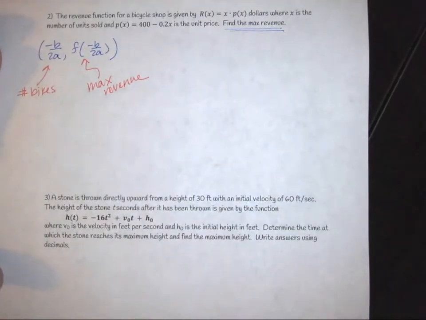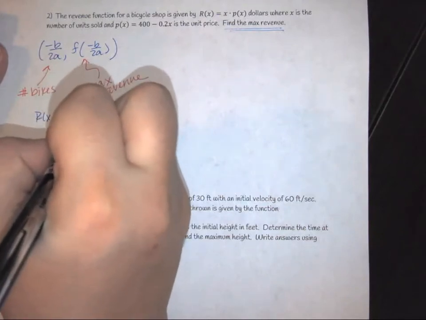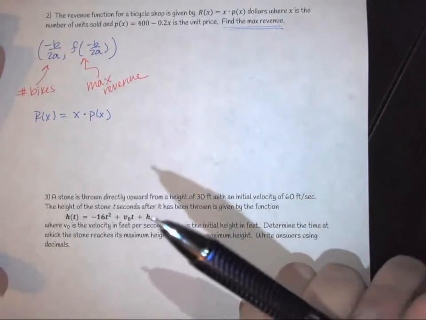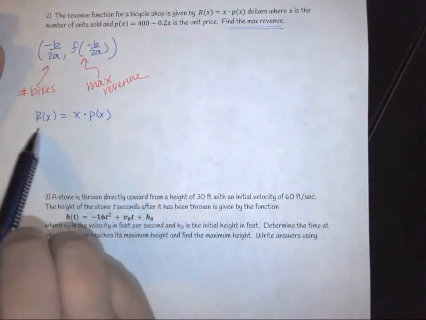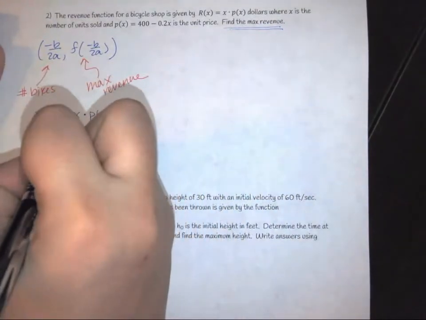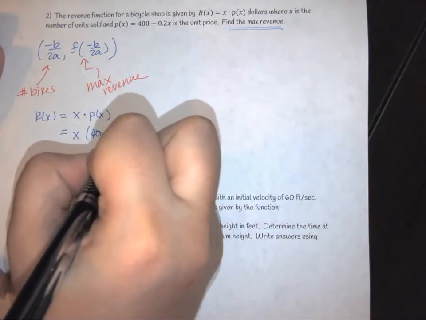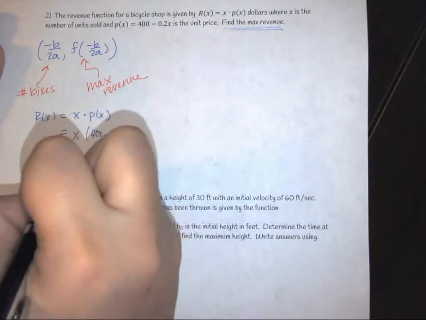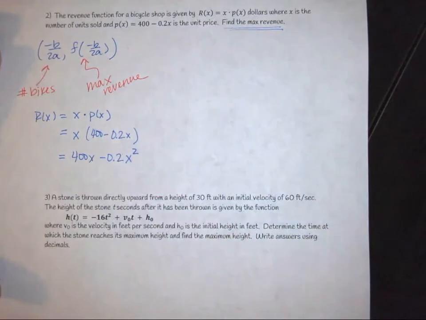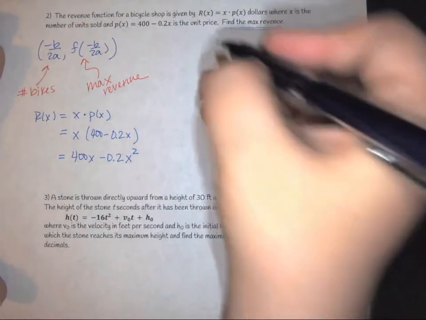So we got to start with our equation. R of x equals x times p of x. Well, I've given you p of x, so here's your hint. All of these should be quadratics, and if you look at this equation as a whole, it's not quite a quadratic yet, so we have to make it that way. So this is going to be x times 400 minus 0.2x, which is actually going to give me 400x minus 0.2x squared. Now that we have our quadratic equation, we can actually use the formula.